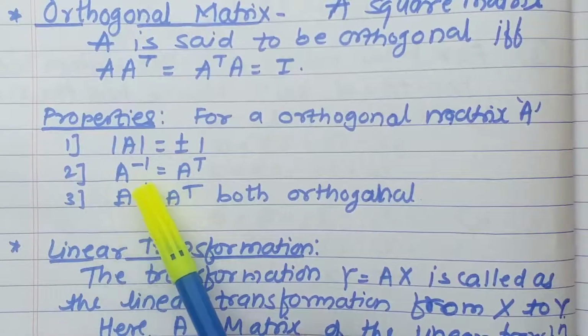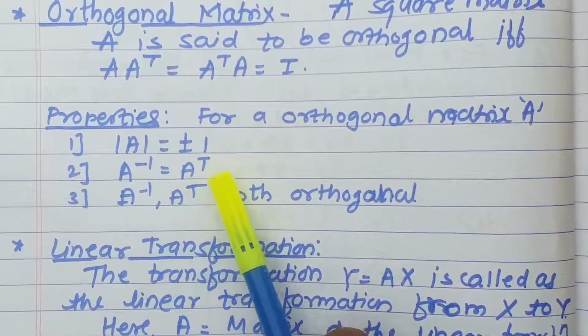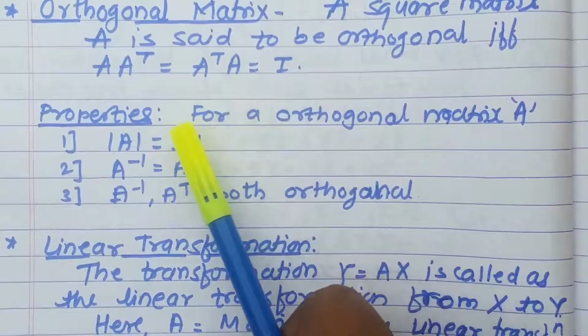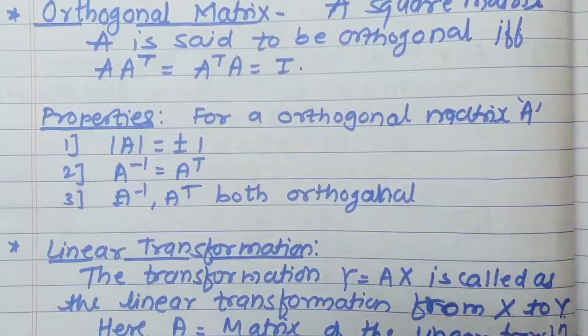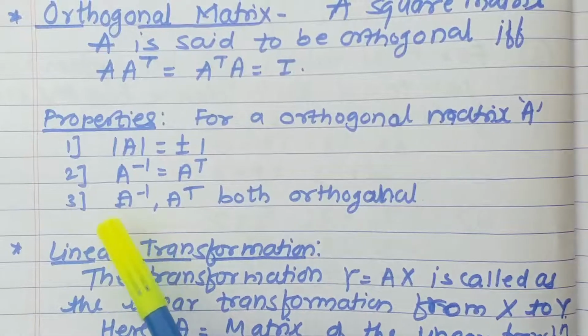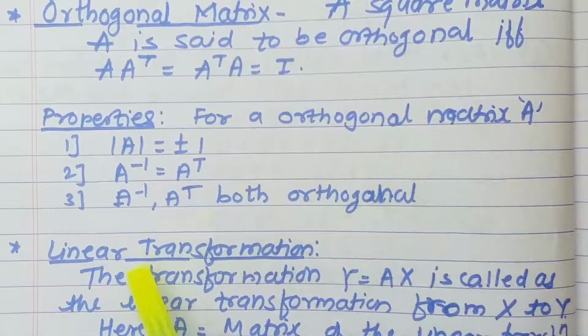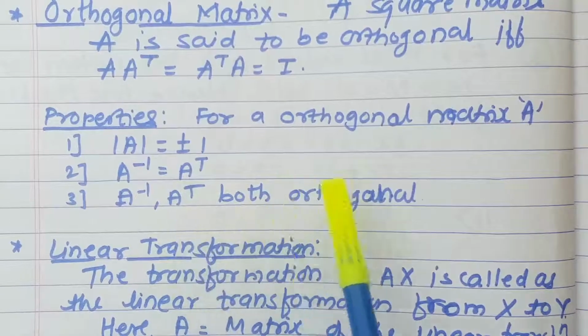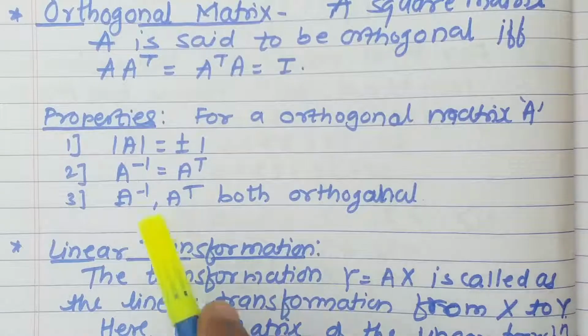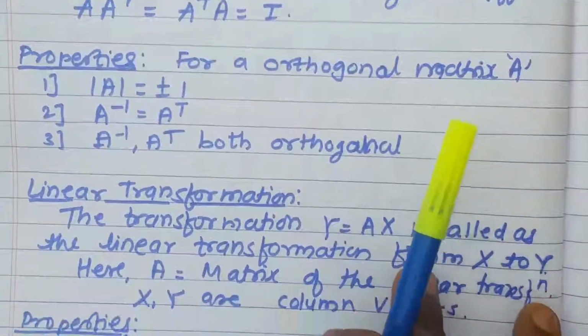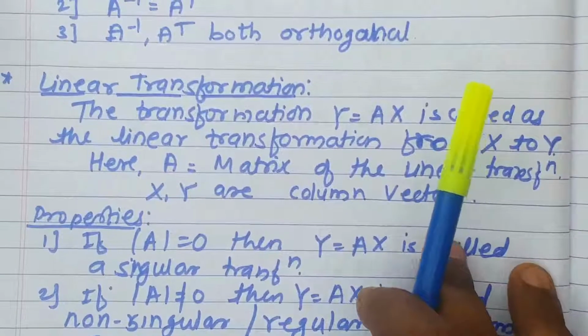Second property: the inverse of an orthogonal matrix is equal to its transpose. Because A into A transpose is identity, the inverse of the matrix is simply the transpose of that matrix. So if you have an orthogonal matrix in front of you and want to calculate its inverse, simply take its transpose and you will get the inverse. Third property: if A is an orthogonal matrix, then A inverse and A transpose are both orthogonal matrices. Whenever A is orthogonal, its inverse and its transpose, which are the same, will both be orthogonal.